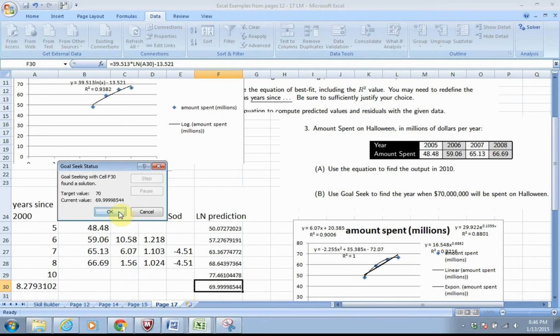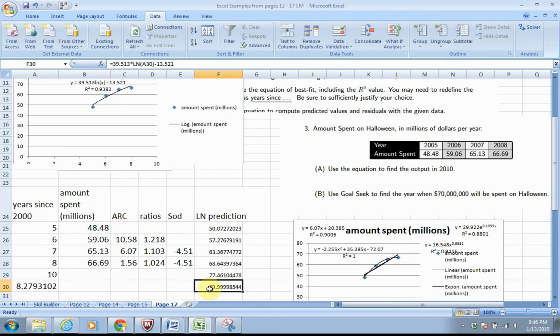That tells us that at approximately the 9th year, after the 8th year has passed, in that 9th year, approaching 9 years, is when we would hit $70 million with our logarithmic prediction.